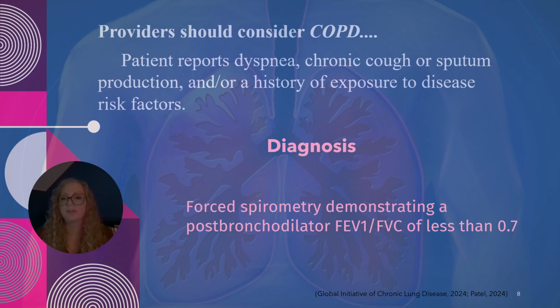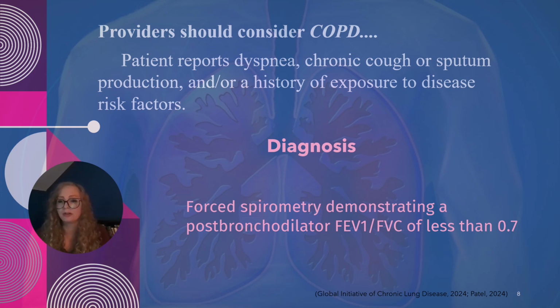Okay, so a patient presents to the clinic with complaints of shortness of breath, coughing, increased sputum production, and then they do have a history of exposure to disease factors. So that may include being over 65, maybe they have the alpha-1 antitrypsin deficiency, or they have other lung issues going on. So in order to actually diagnose COPD, they have to do a forced spirometry.